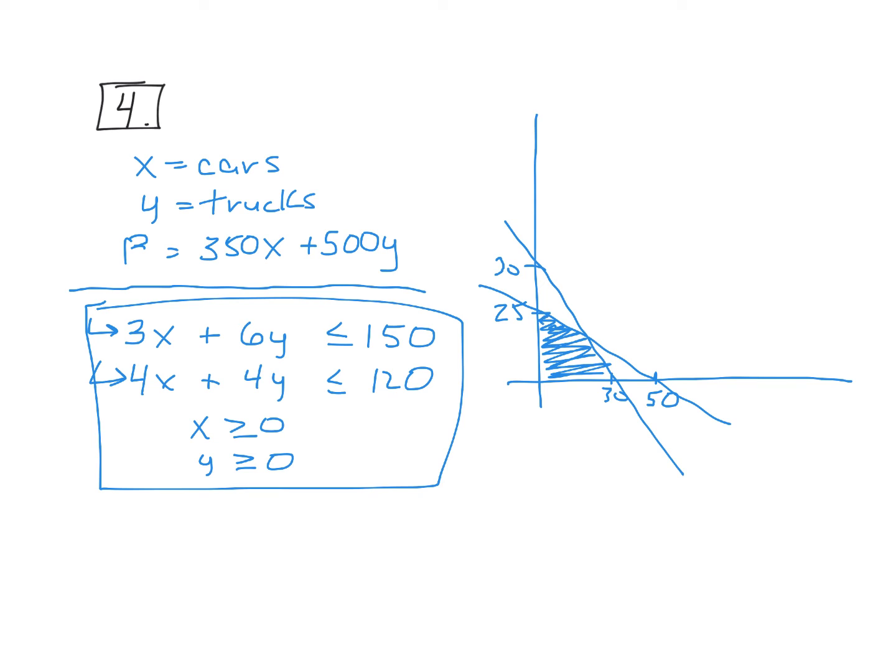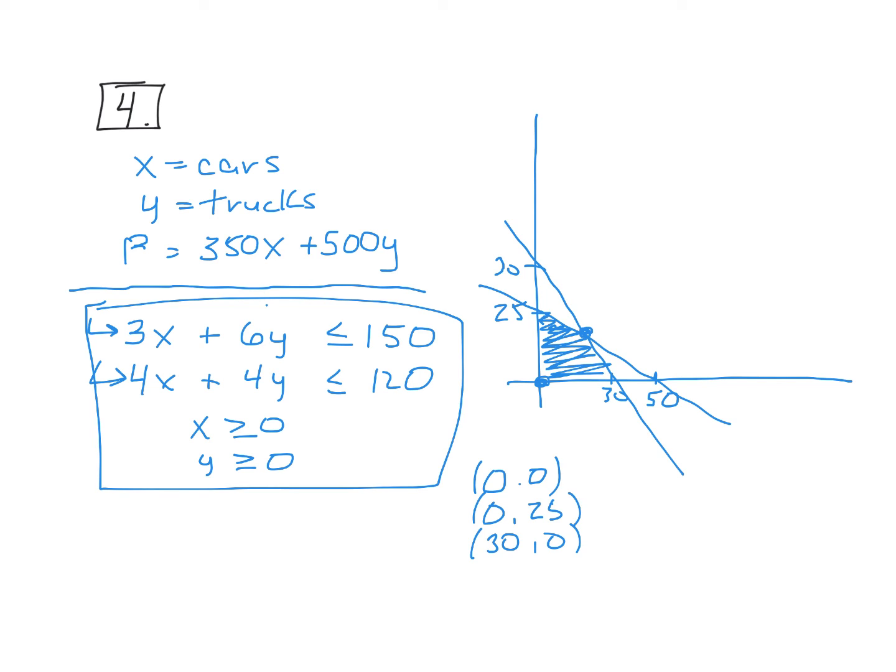The most important points of the feasible region are your corner points, which are (0, 0), (0, 25), (30, 0). And then this point is where the 2 inequalities will cross.